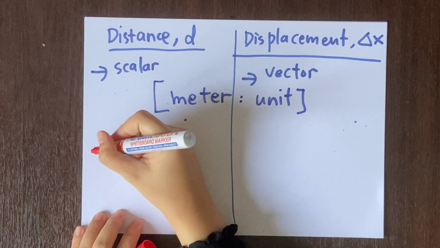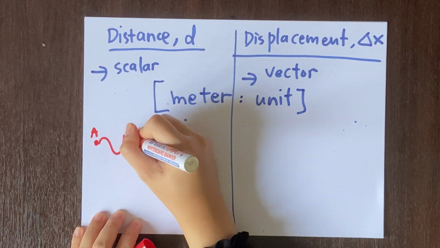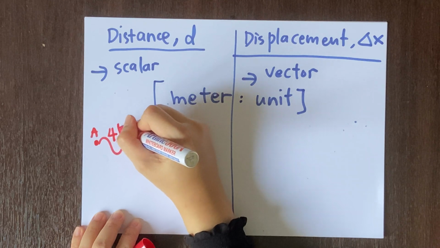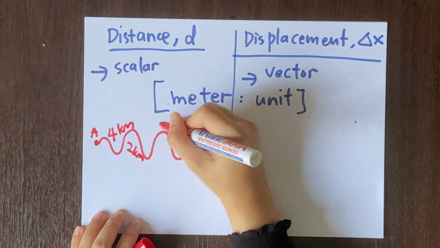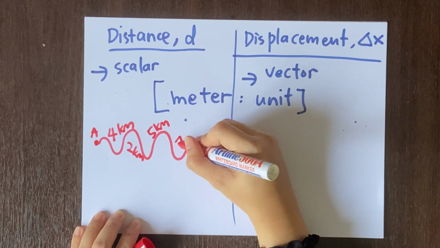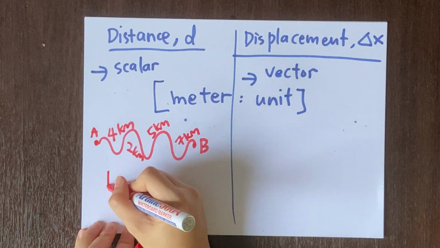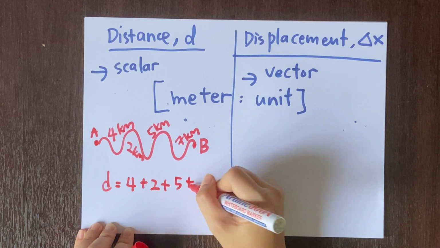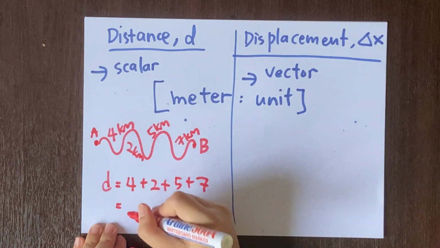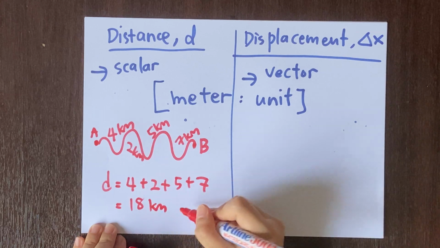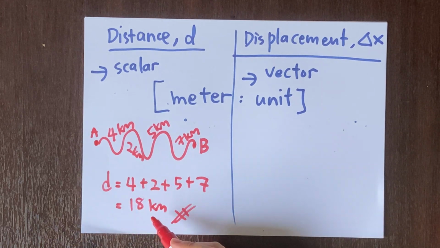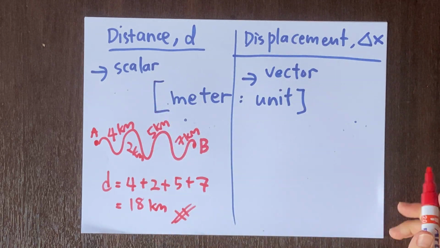Okay, distance, for example, from point A to point B: 4 kilometers, 2 kilometers, 5 kilometers, 7 kilometers. So what's the distance? Distance is equal to 4 plus 2 plus 5 plus 7. So how much? 18 kilometers. So here the distance has only magnitude, which is a scalar quantity.